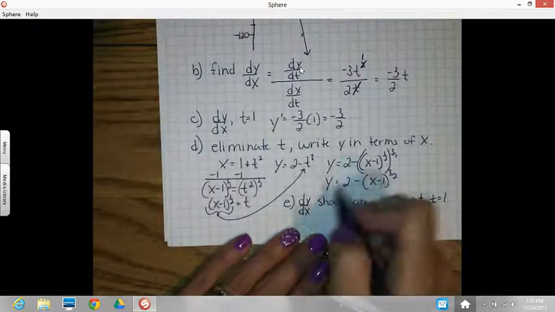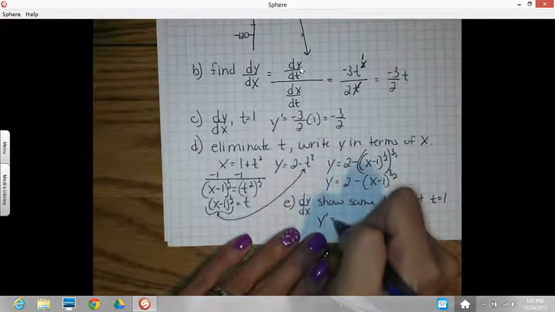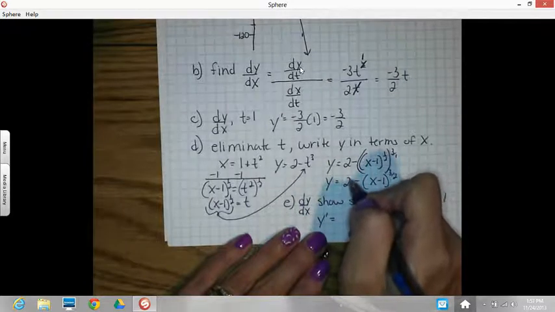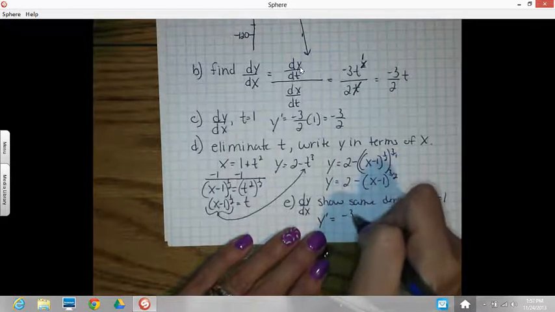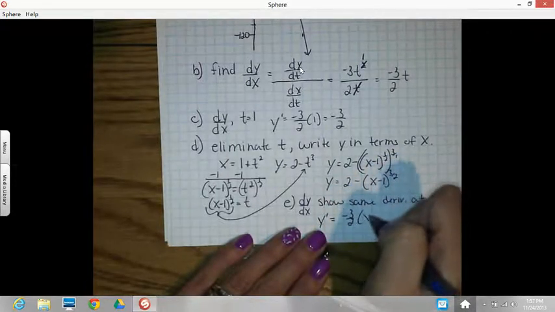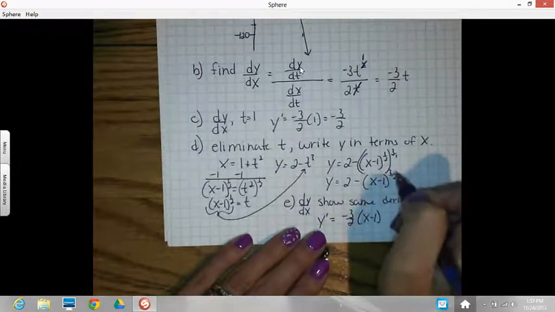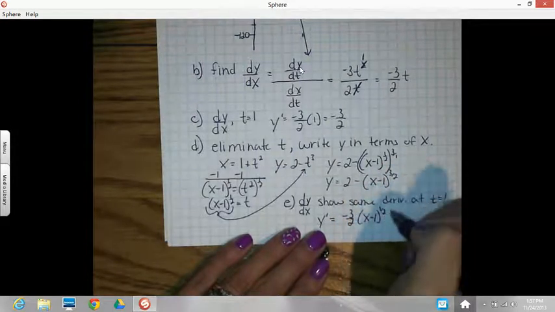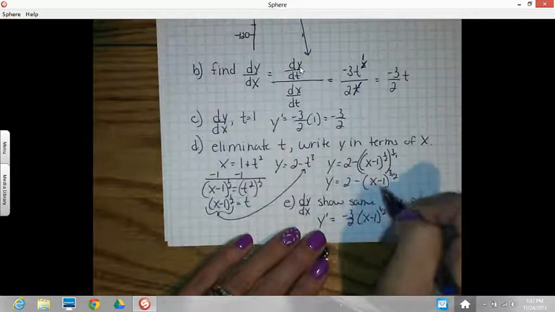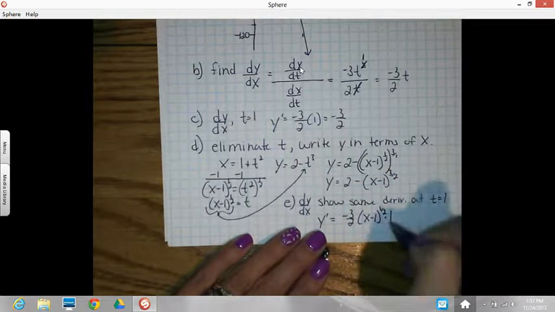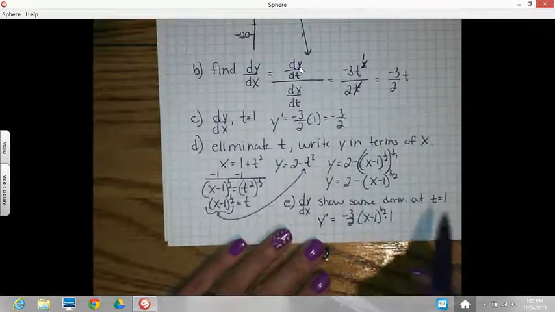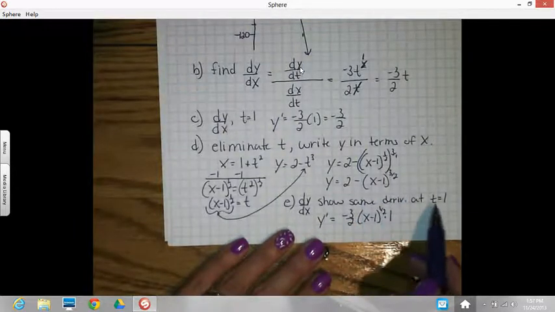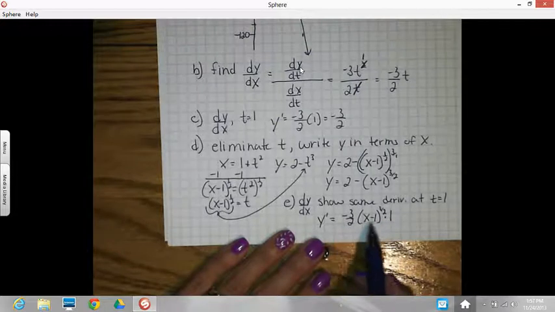So y prime, derivative of 2 is 0. Now here I've got an inside, outside with a negative out in front. So when I bring this down, it's going to be negative 3/2 x minus 1 to the 1/2 power. Inside derivative of x is 1. I'm multiplying, I don't need that, and then that goes to 0. So it says show that it has the same derivative when t equals 1. Well, I don't have any t's in here. I have a value for x.